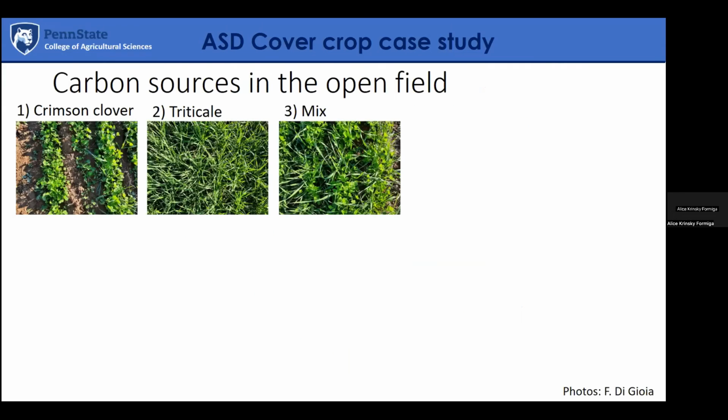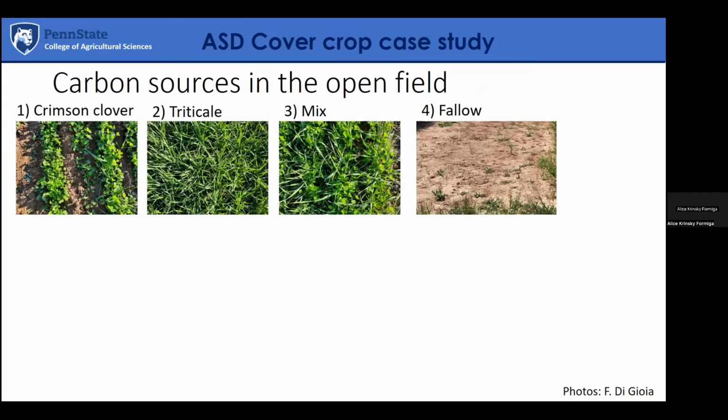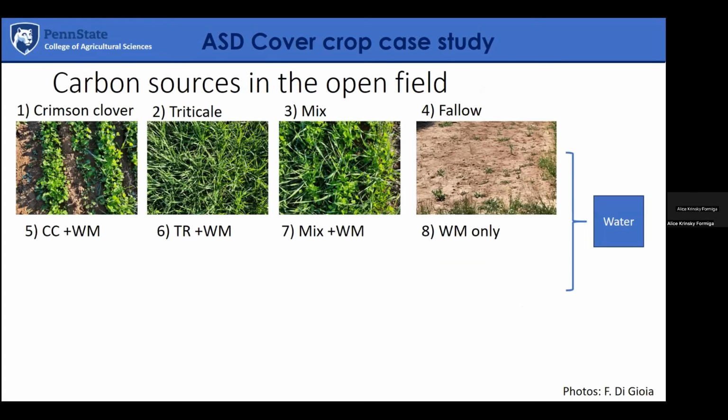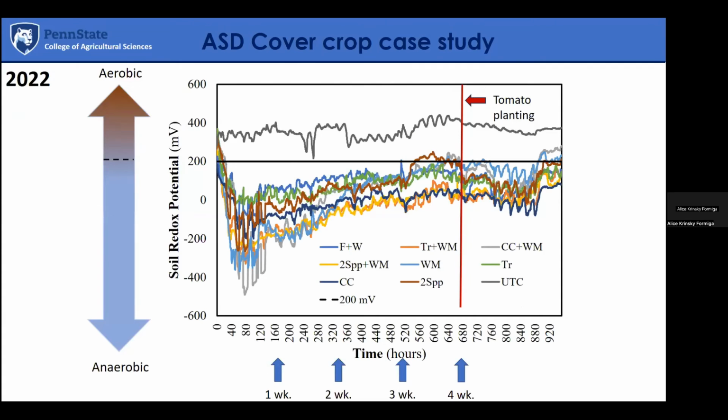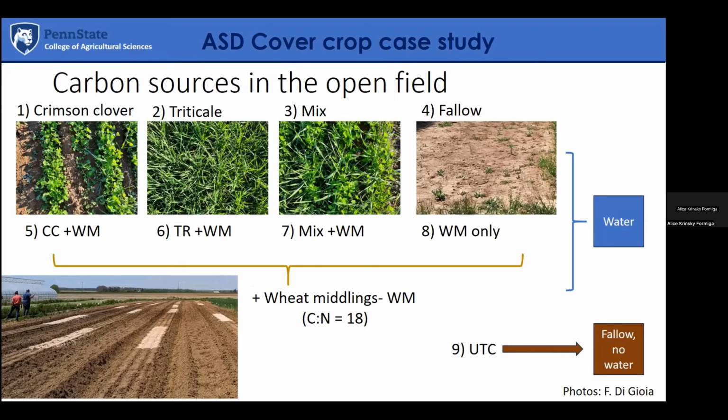So I've talked about our different types of cover crop plots that we had. We also had some fallow plots integrated as controls. And then, as I mentioned, we tested one organic amendment, the wheat middlings. Francesco compared some other ones, but for this study, we only used a single amendment. And the wheat middlings have a carbon to nitrogen ratio of 18.